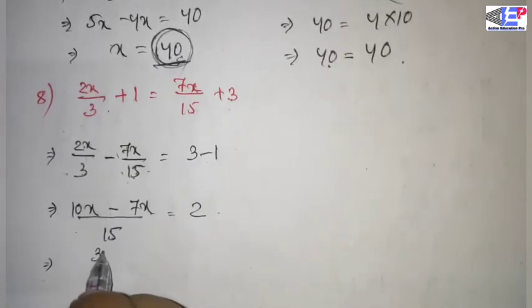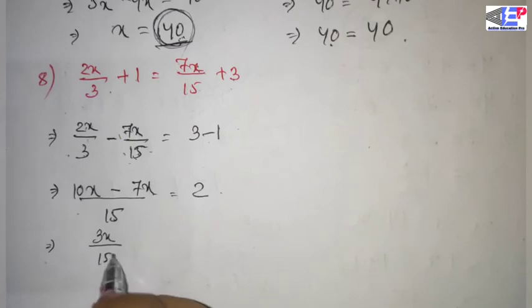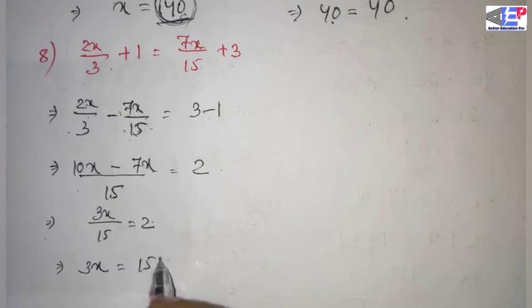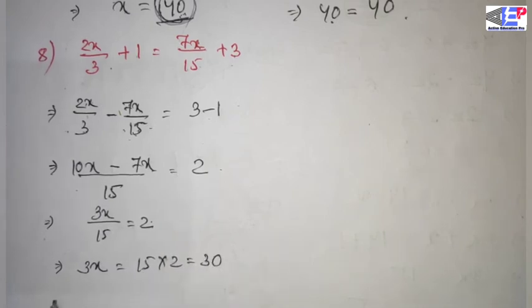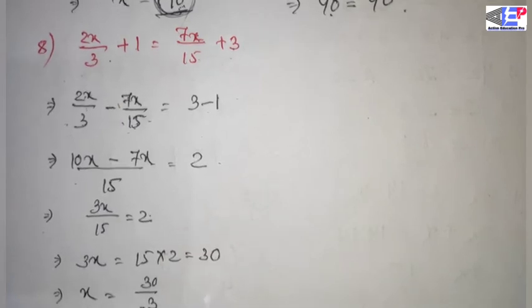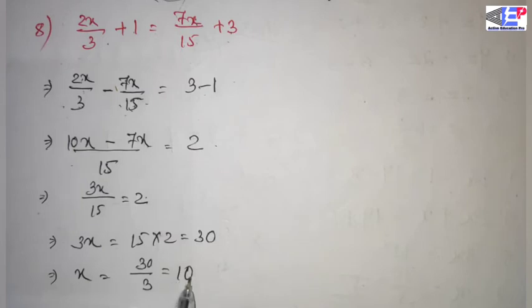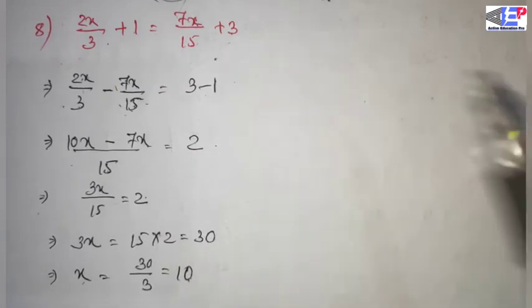Here 3x by 15 is 2, and then multiply the denominator with the 2, it will become 15 into 2 is 30, and then x is 30 by 3. 30 by 3 is 10. This is the numerical value of x, x is 10 for this equation.